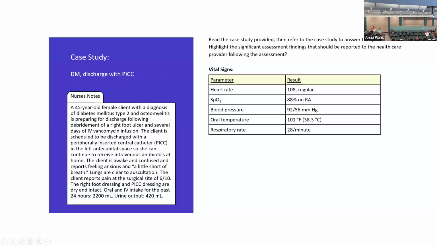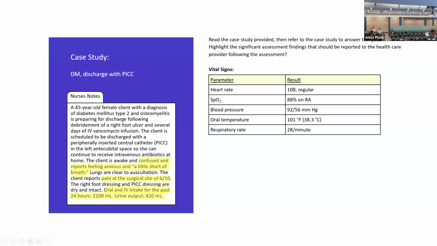Okay, so we kind of have an idea. Highlight the assessment findings that should be reported. So we have our nurses note, we already have an idea. So based on these results, which of those are concerning to you? Oxygen. Blood pressure. Temperature. Okay, so we're going to go back through here. So you correctly picked confused and anxious and short of breath. Yeah, that's great. We talked about pain.